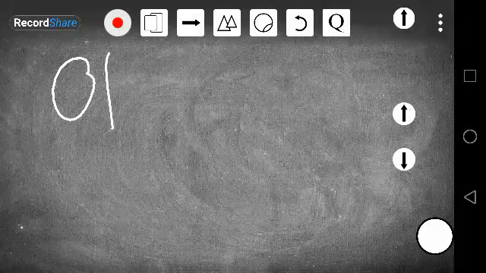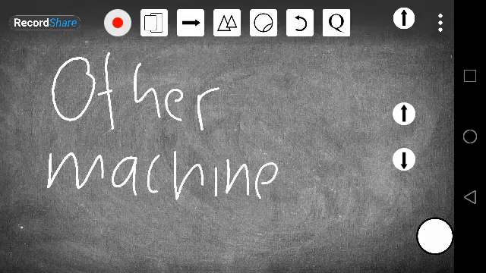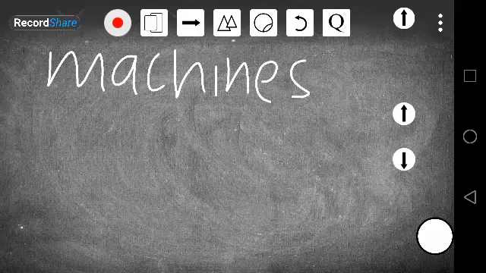Today we are going to look at an inclined plane. These are other types of machines. So the other machines that we want to look at are, number one, what is known as an inclined plane.